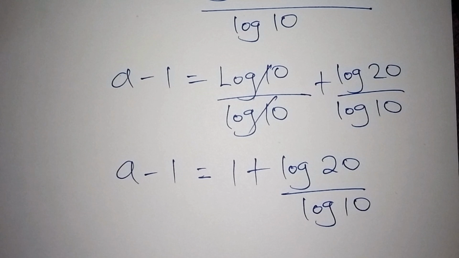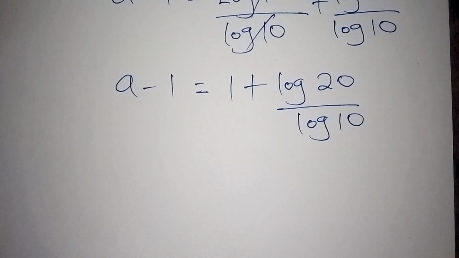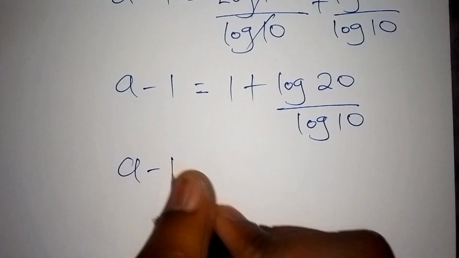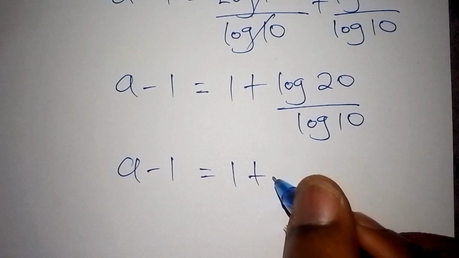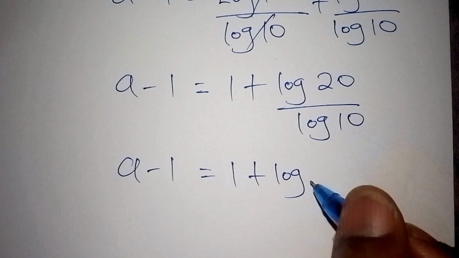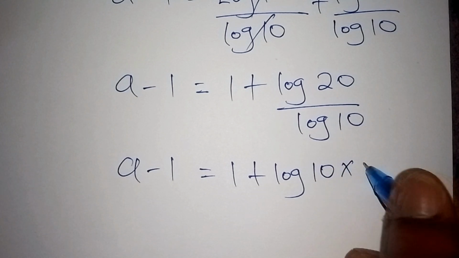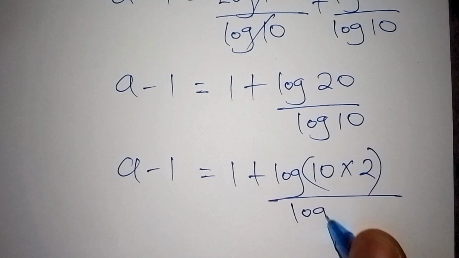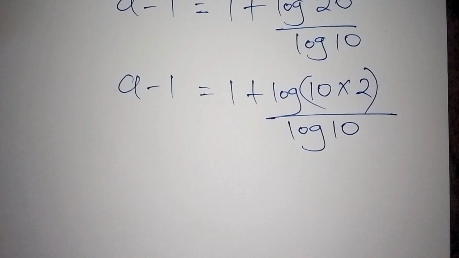So we don't stop there. We are still remaining with a few steps to go. So we can still factorize the log of 20 all over the log of 10 by taking that a minus 1 is equals to 1 plus, the log of 20 can also be written as the log of 10 multiplied by 2, which we shall put into the bracket, all over the log of 10. So from there now we shall have a minus 1.